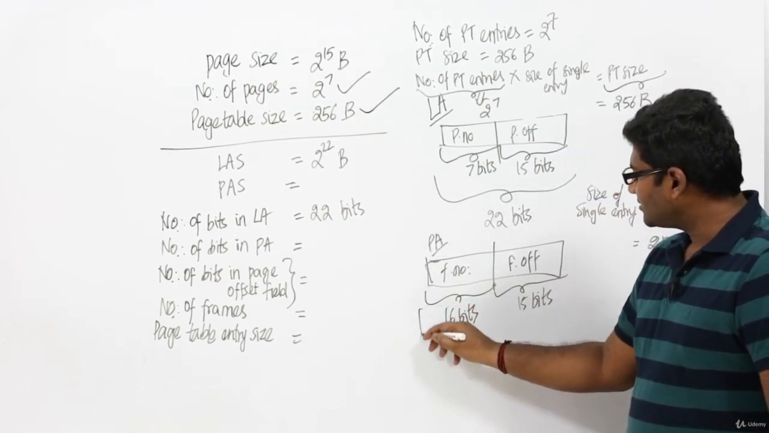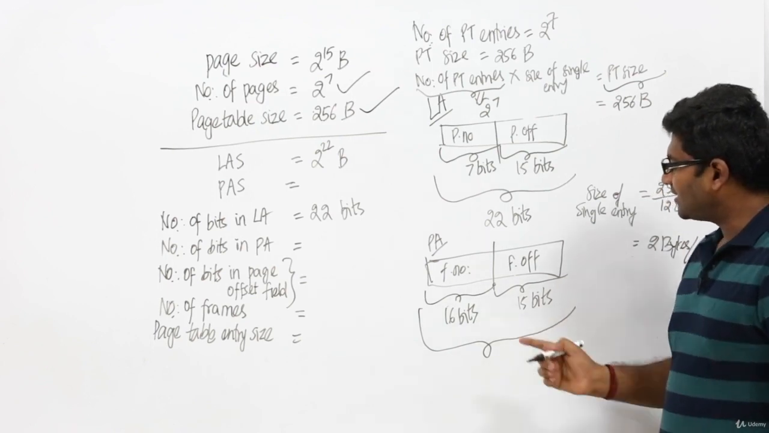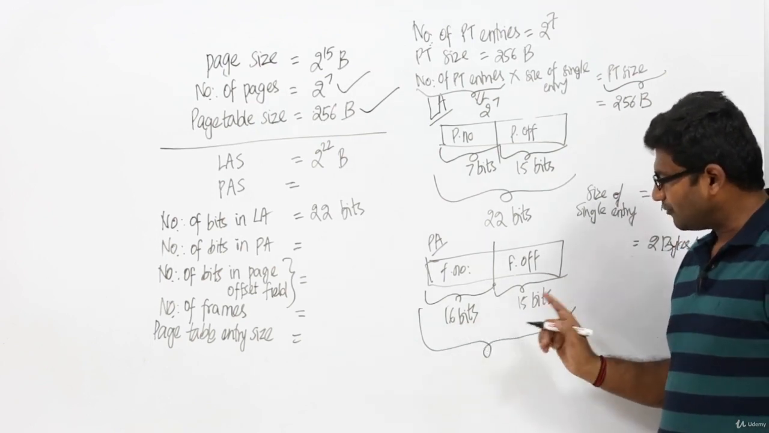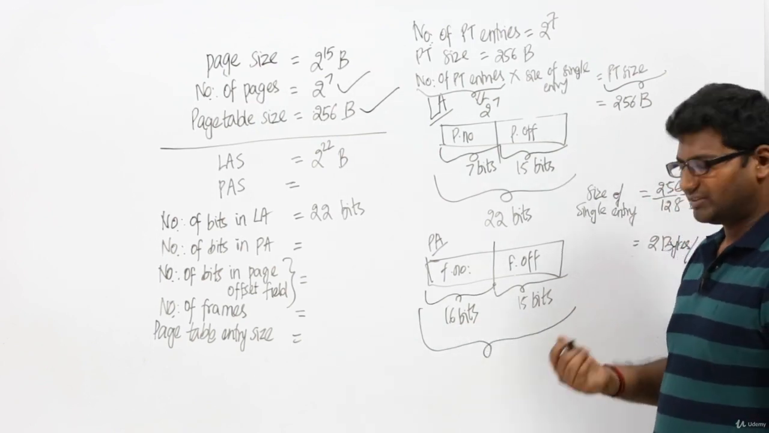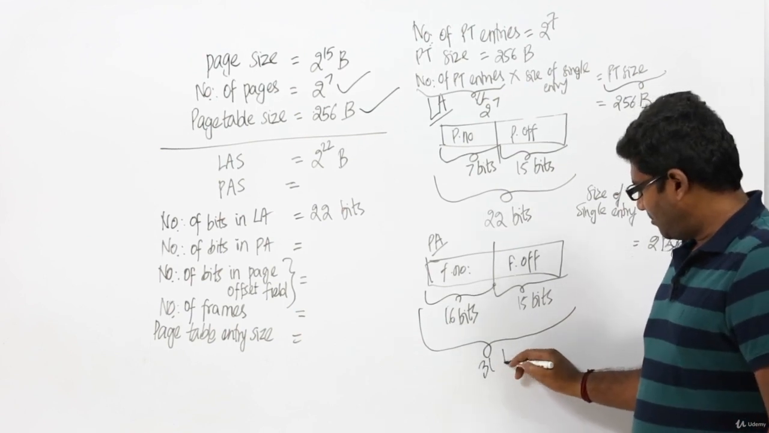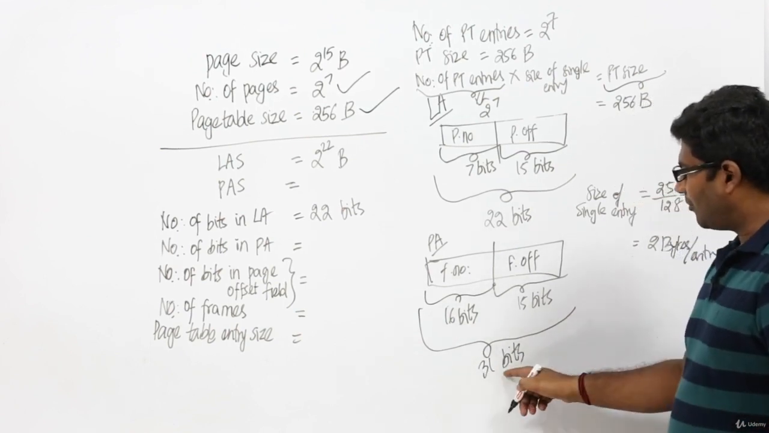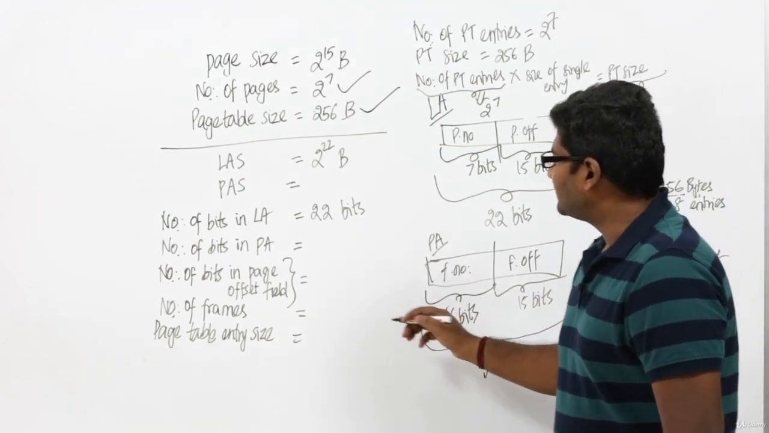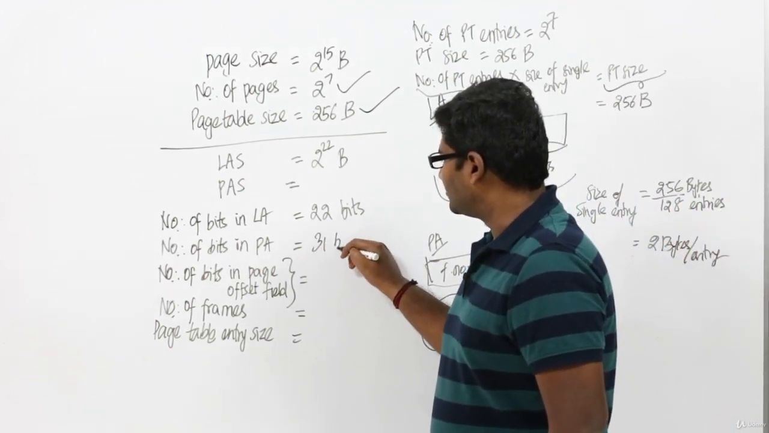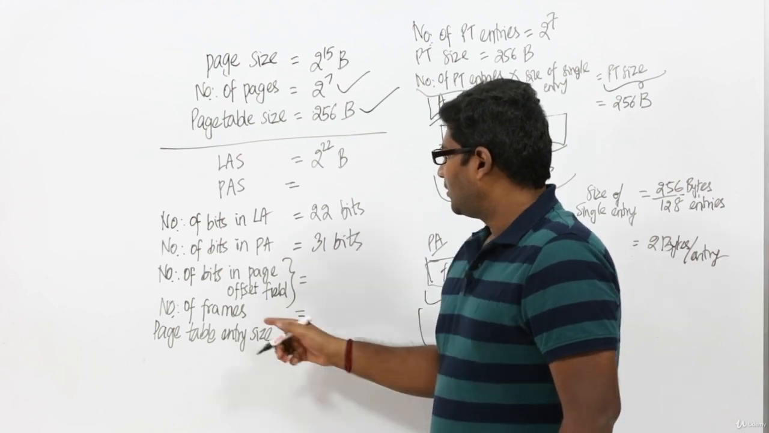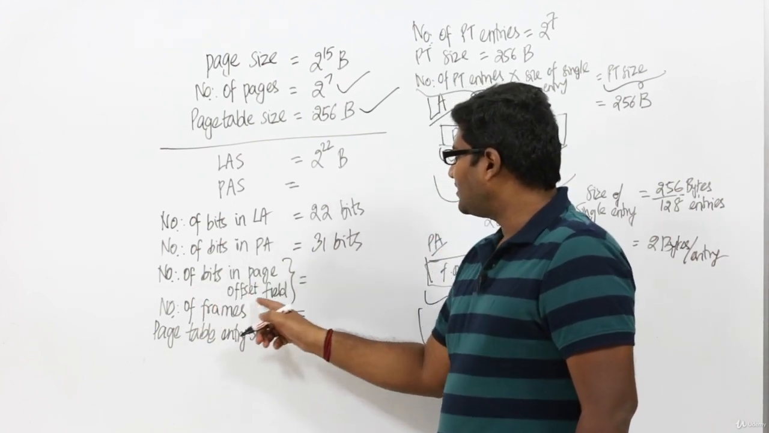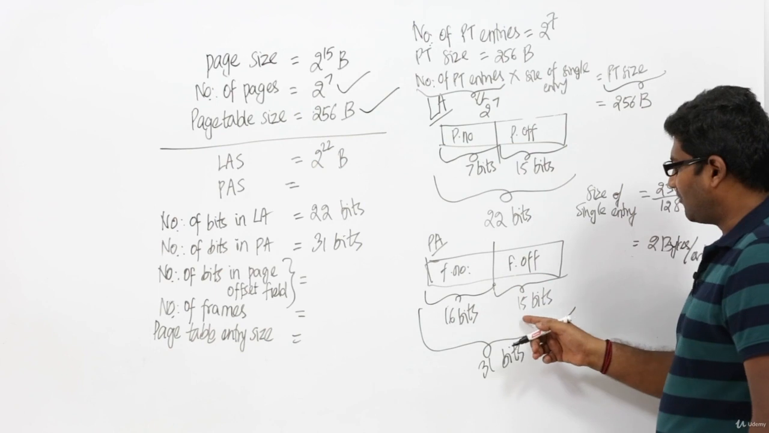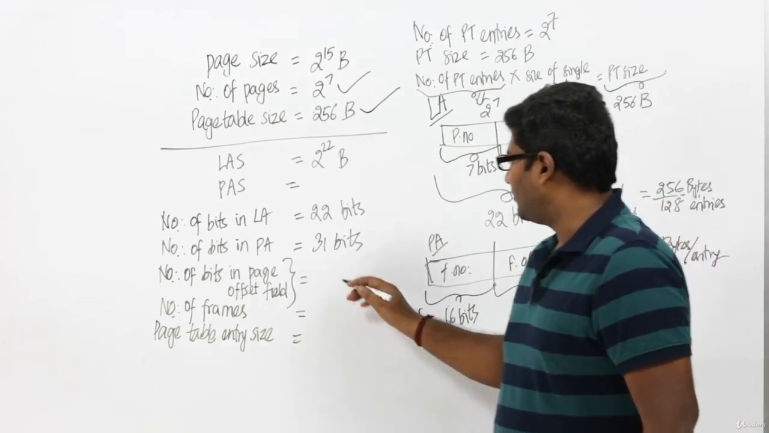Now what is the total size of the physical address? The total size of the physical address is nothing but 16 plus 15, which is 31 bits. See, bits is very important, okay? Don't get confused. It is not bytes. So the size of the physical address is nothing but 31 bits. Now they have asked the number of bits in the page offset field, which is very easy. We have calculated it, right? It is nothing but 15 bits.